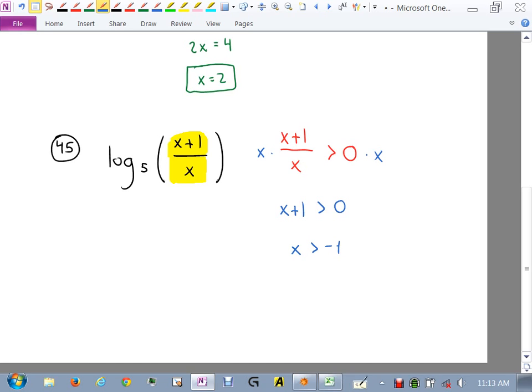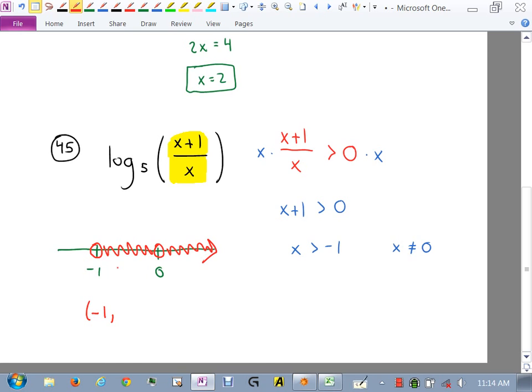But that's not done. Here's the reason why. With the rational inequality, you have to also take a look at when the denominator would be 0, which would be when? If x is 0. So x can't be 0 also. So x has to be greater than -1, but it can't be 0. So on a number line, it looks like this. Here's -1, here's 0. We can be greater than -1, which means to the right of it, but we can't be 0, but we can go past 0.